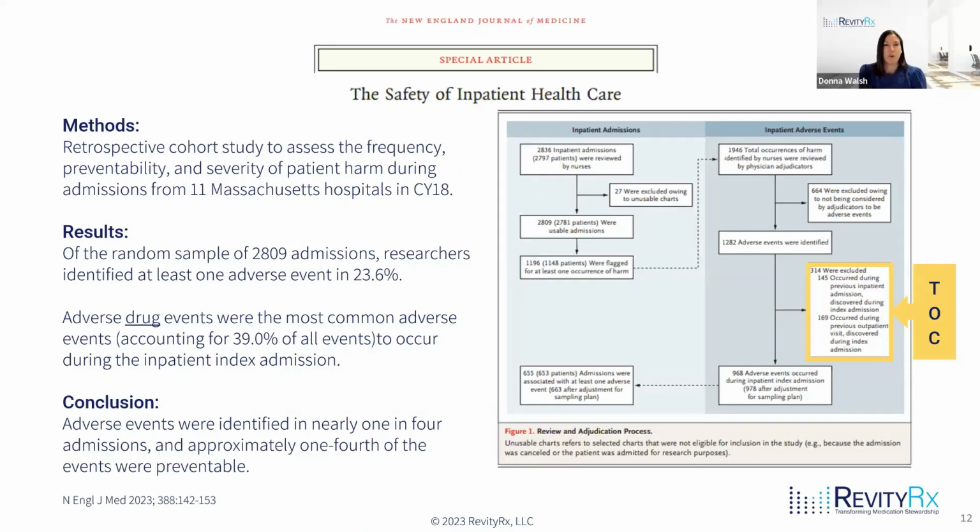The other thing, when I dug a little bit deeper into this study and the data that was presented, I happened to notice that out of almost 1,300 adverse events identified, a fourth of them were excluded due to them occurring at either another outside hospital during a previous index admission or during a previous outpatient encounter. And this really represents a significant opportunity, especially with care transitions.